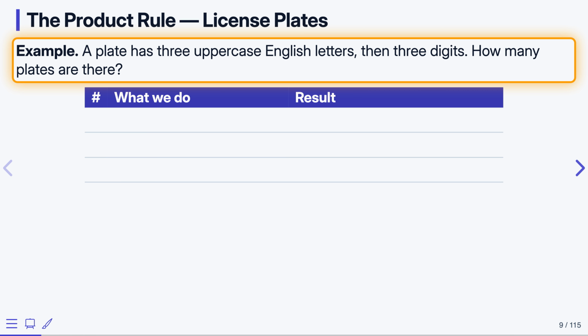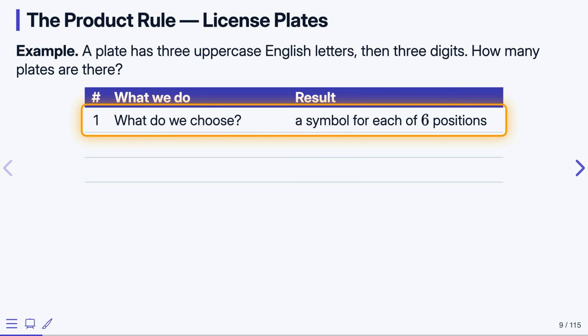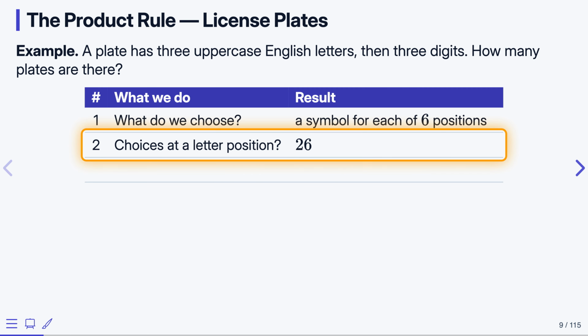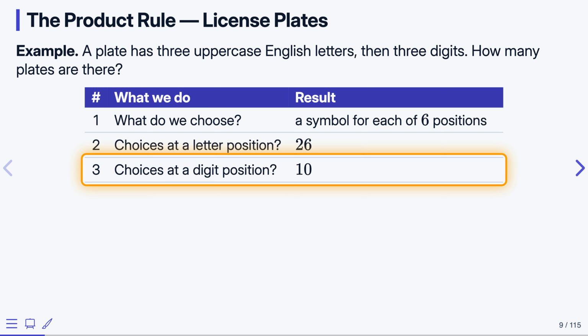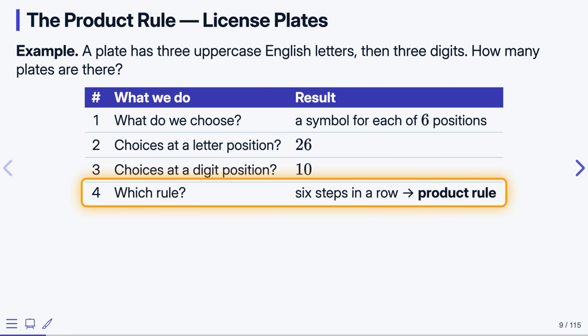Now a bigger job. A license plate has 3 uppercase letters, then 3 digits. We want the number of plates. Step 1. We choose 1 symbol for each of the 6 positions. Step 2. A letter position holds any of the 26 uppercase letters, so 26 choices. Step 3. A digit position holds any digit from 0 to 9, so 10 choices. Step 4. We fill 6 positions one after the other. That is the product rule again. Next we do the arithmetic.